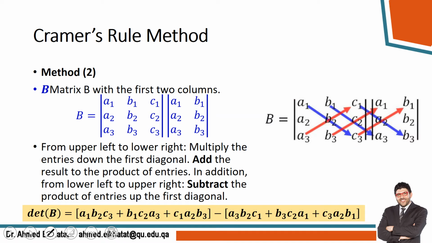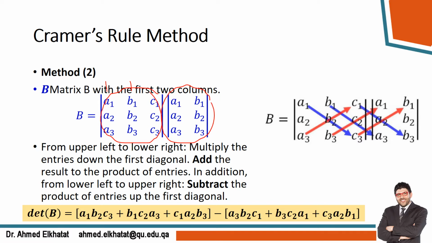This is another method, so you can select any. Both should give you the same value because both are correct. In this method, you copy the first two columns and put them next to the original matrix. So this is my original matrix, then the first two columns are put next to it like this.